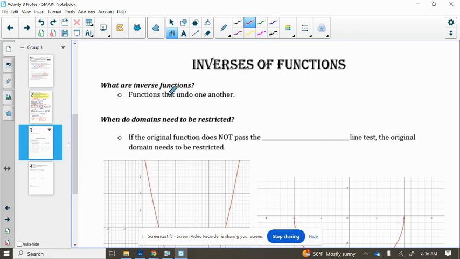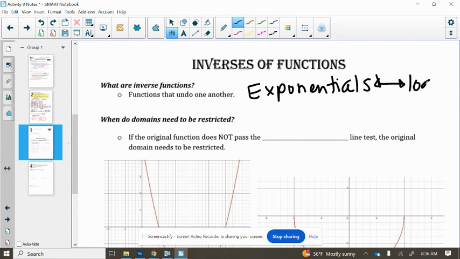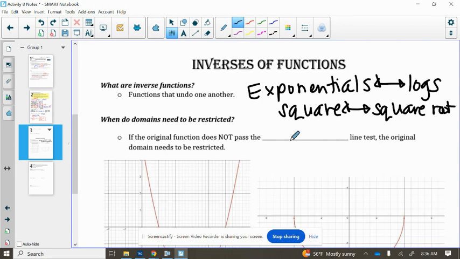Now, what are inverses of functions? They are functions that undo each other. For instance, we've talked about this back when we talked about exponentials and logs. Those have that inverse nature with each other because they undo each other. Or think about multiplication and division. Those are undoing each other. That's kind of what our inverses do. We have squares versus square roots, right? Those are undoing each other. So quadratics and our square root functions are going to undo each other.